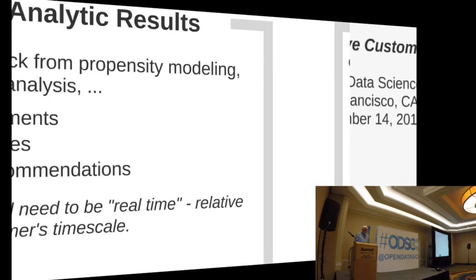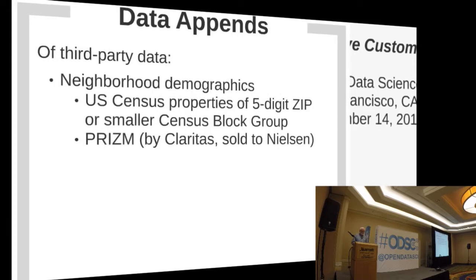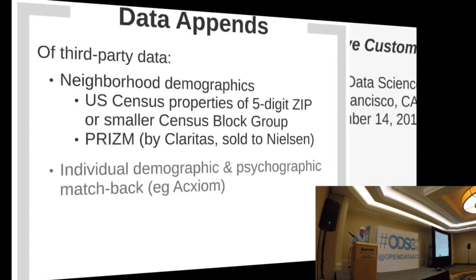And then there's data appends, some third-party data. So neighborhood demographics, US Census properties at the zip code level or the census block group level, PRIZM from Claritas, and then individual demographic and psychographic matchback data from somebody like Acxiom. And then there's also pooled industry data. So there's a lot of additional things we can pull in to try to get a read on the customer.